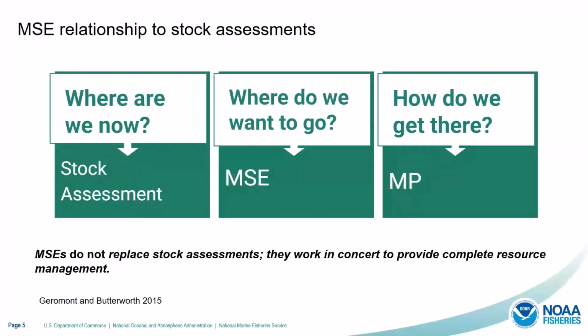If you think about fisheries management, we can really break it down into 3 different questions: where are we now, where do we want to go, and how do we get there? For complete and holistic resource management, we really need to address each one of these questions. Stock assessments are certainly the best tool to answer the question, where are we now? But maybe they're not necessarily the best tool to answer the questions, where are we going and how do we get there? And that's where management strategy evaluation and management procedures come into the equation. So this is a complete toolbox that we can use to manage fisheries.